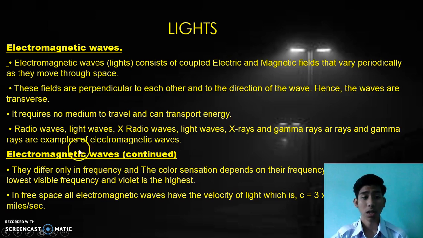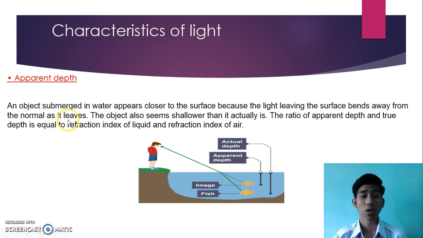Electromagnetic waves differ only in frequency, and the color sensation depends on the frequency, with red being the lowest visible frequency and violet the highest. In free space, all electromagnetic waves have the same velocity. The speed of light is c equals 3 times 10^8 meters per second, equal to 186,000 miles per second.